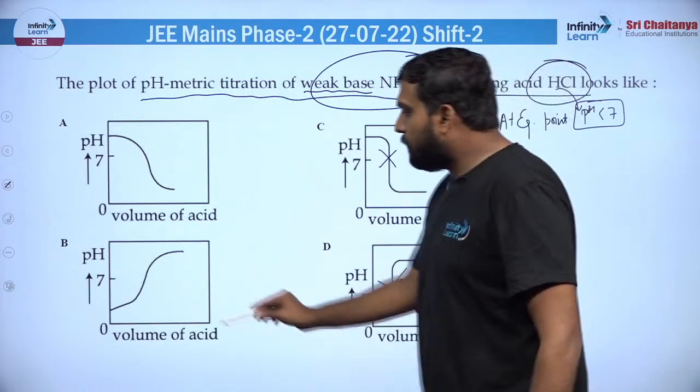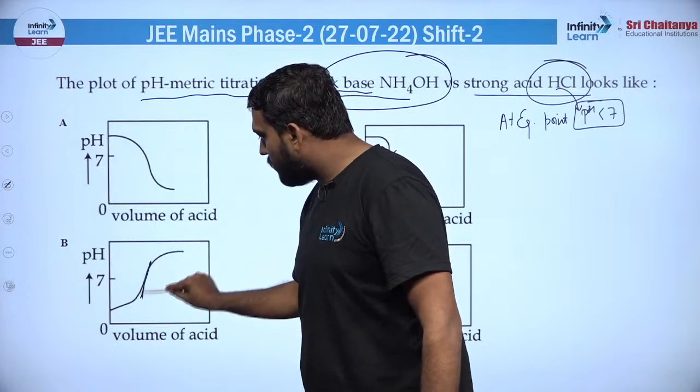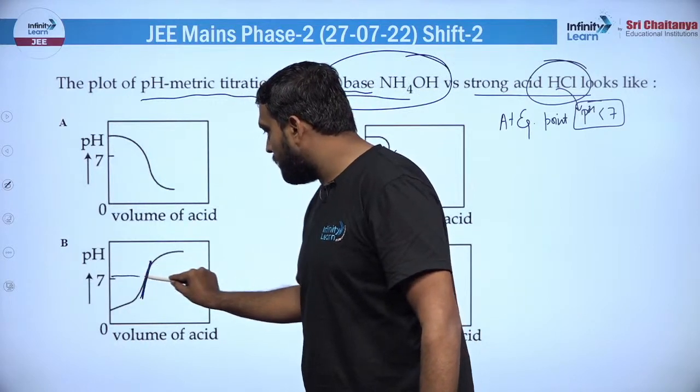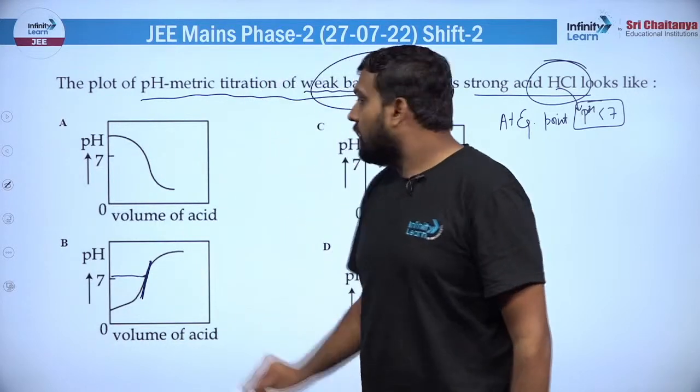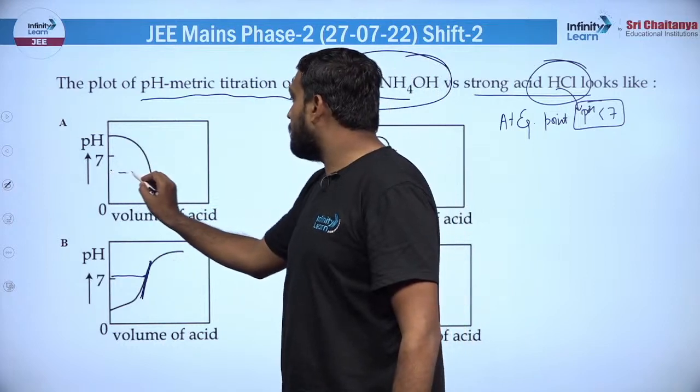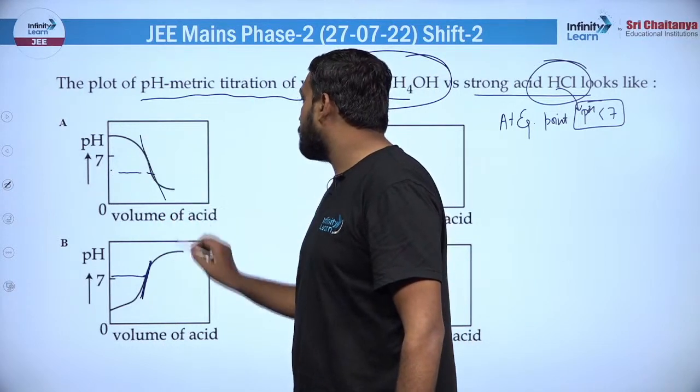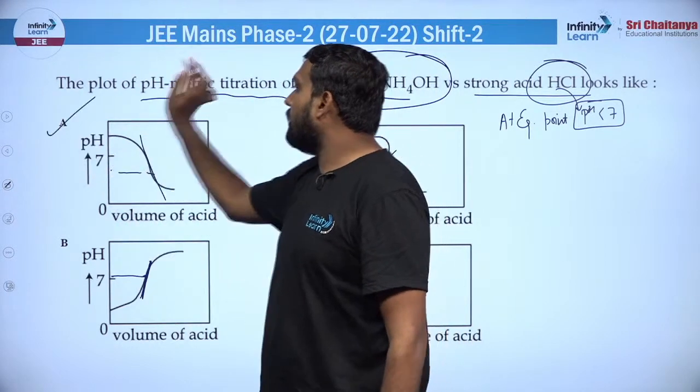Now, will the pH be greater than 7 at the equivalence point? No, because here the pH is approximately less than 7 at the equivalence point. So this will be your correct option.